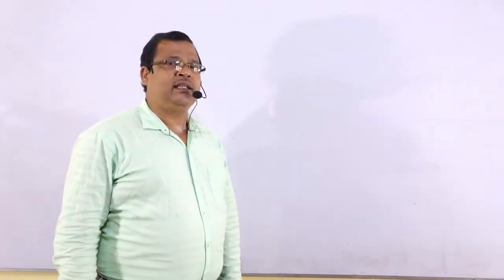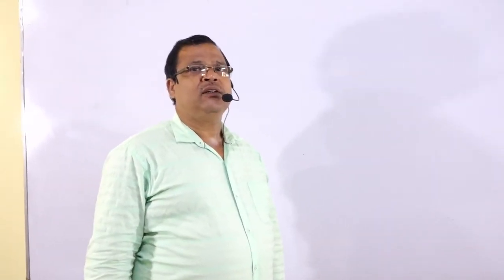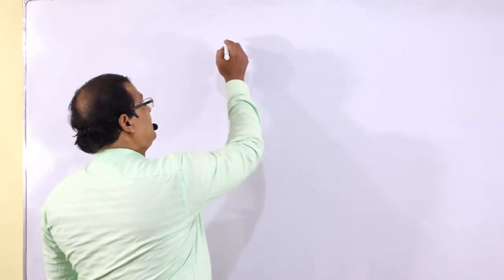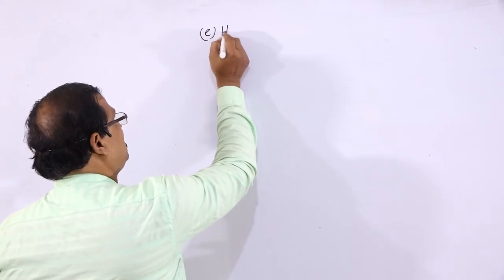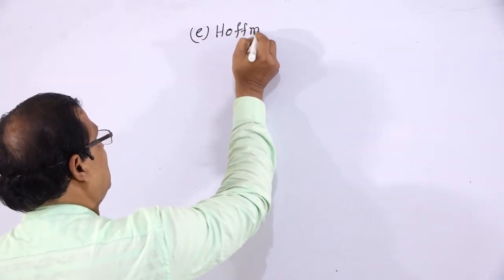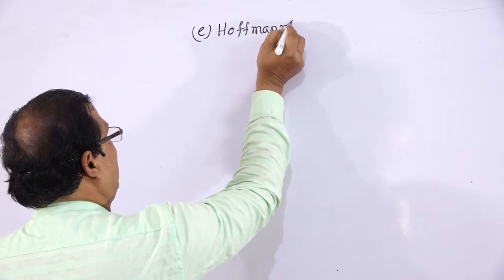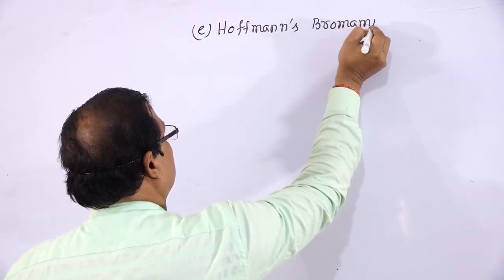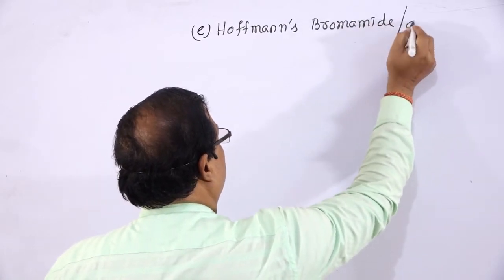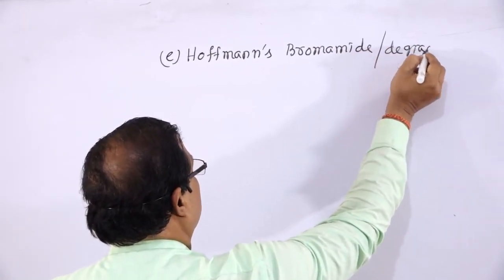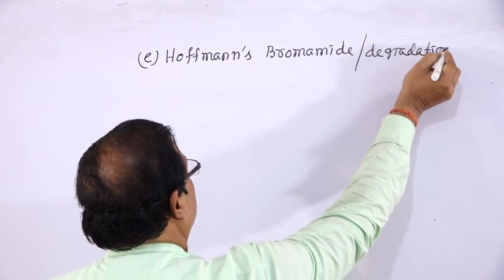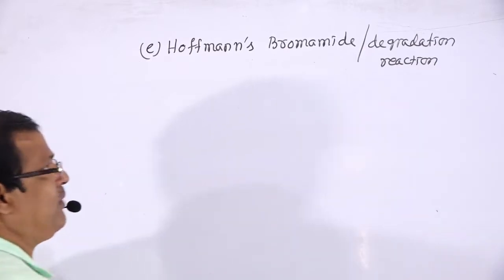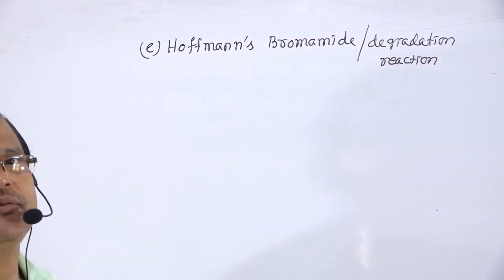Next we say that is regarding the methods of preparation of amines from acid amides, that is Hofmann's bromamide or degradation reaction.